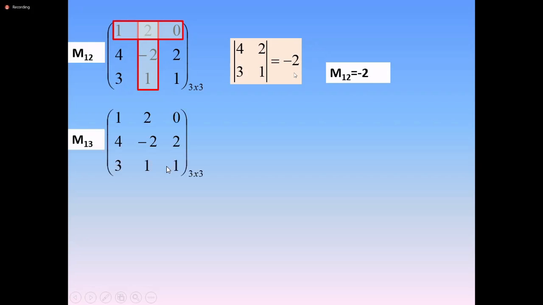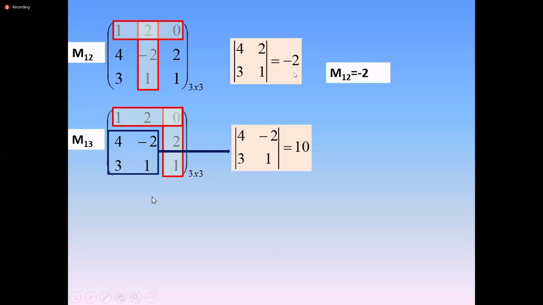M13 is made by the determinant when you remove the elements which belong to the first row and third column. First row, third column. Then what are the remaining figures here? These figures make the determinant that we need to calculate for M13, the first row, third element minor value. Then that is 4, minus 2, 3, 1. As a determinant, that is 4 multiplied by 1 minus 2 multiplied by 3.